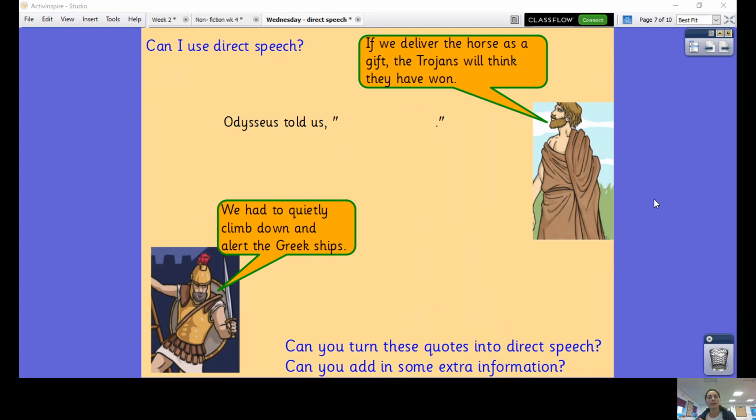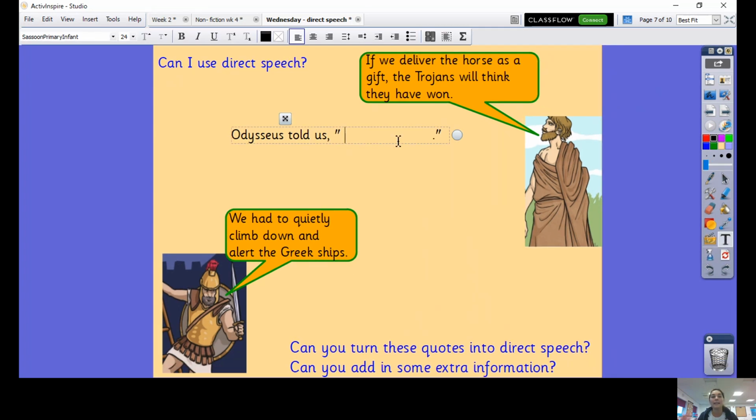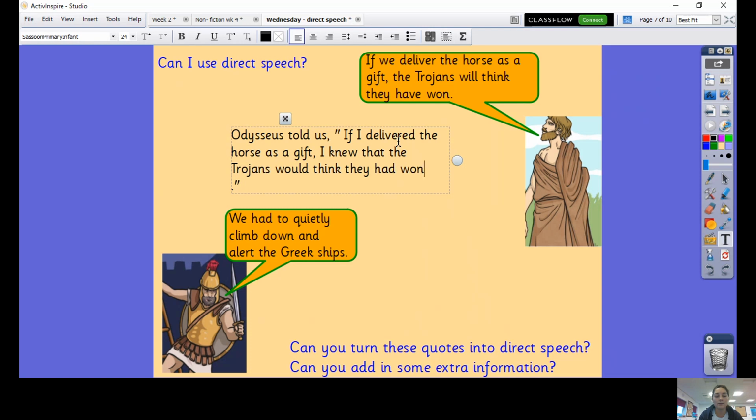So here we have Odysseus, and he is saying, if we deliver the horse as a gift, the Trojans will think they have won. So I've already started this one off, and we can finish it off with Odysseus told us, well, what is he actually telling us? Odysseus told us, if I delivered the horse as a gift, I knew that the Trojans would think they had won.